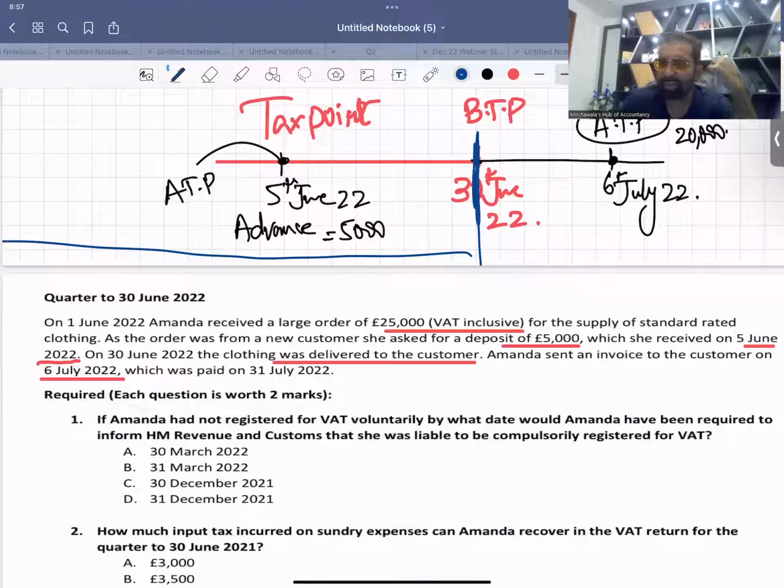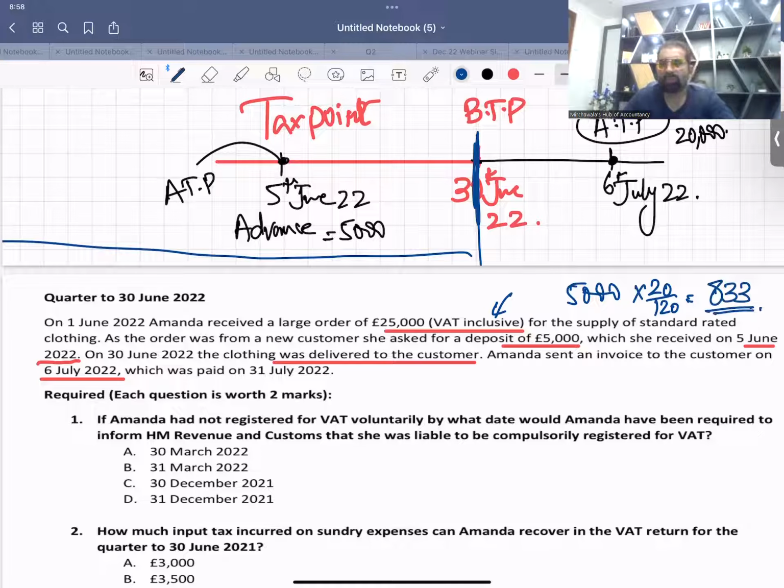Okay. Now, in this question, this 5,000 is inclusive. So how much output VAT can you calculate on this? It's 5,000 times 20 upon 120, inclusive. So it's 833. Yes. So this much output VAT you have to pay to the government.